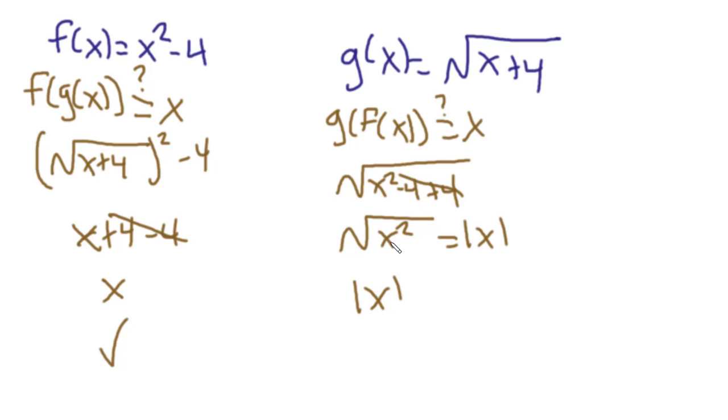Because x could be a negative number or it could be a positive number. We don't know. And there's no way to know. There's no way to get rid of this absolute value. So this is not x. It's absolute value of x. So this one is not true. So since this one is not true, these are not inverses of each other. So that's why it's important that you need to do both. Alright, so let's look at another example.